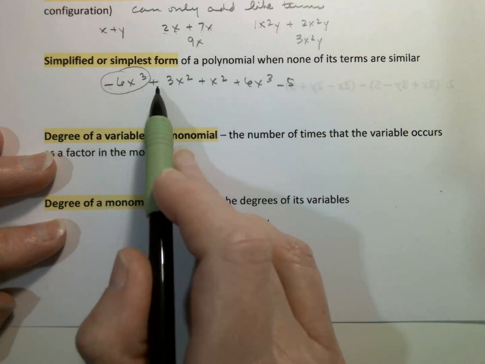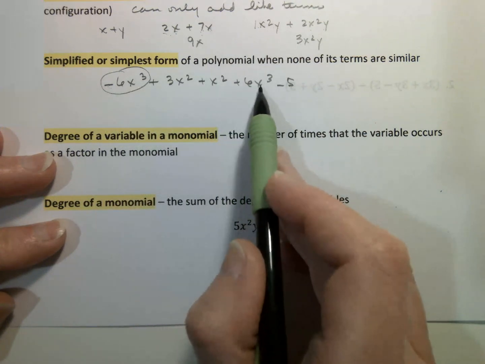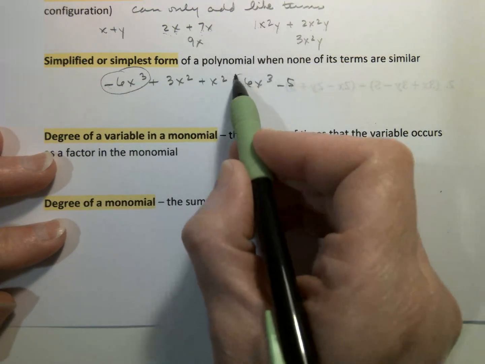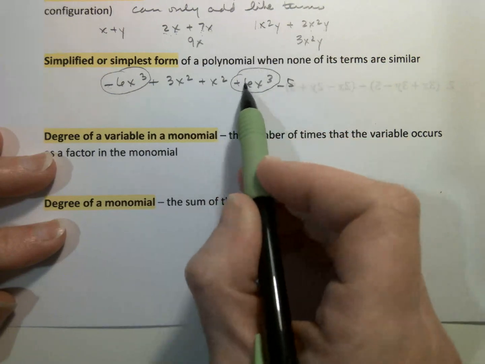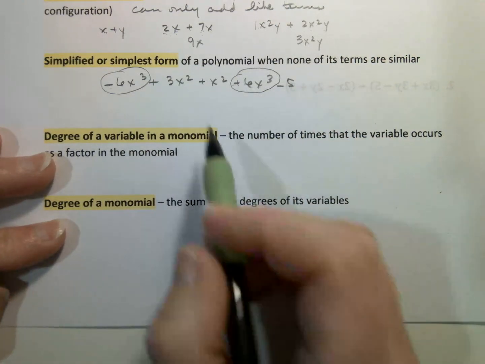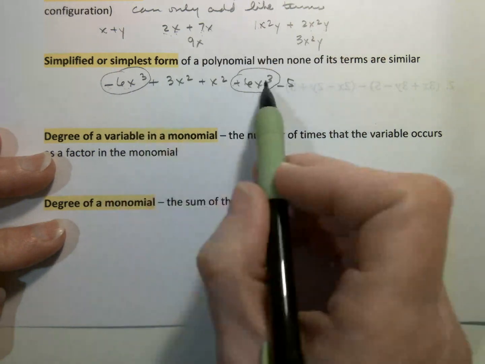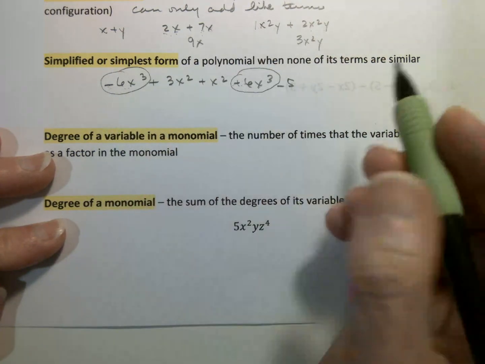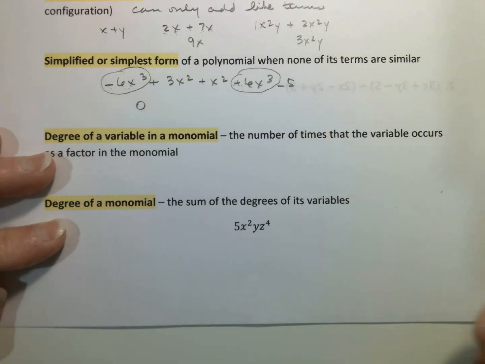And then I look for others that are exactly x cubed. So here's another one that's exactly x cubed. I'm going to circle that, and I circle the 6 and the plus that's in front of it as well. Then I look at them and I say, okay, I can add the coefficients. Well, -6 and +6 gives me 0, so those just simplify to 0.